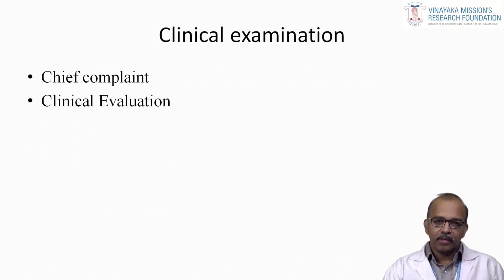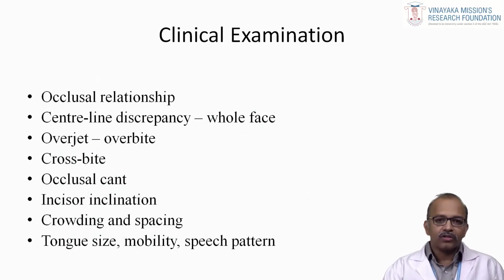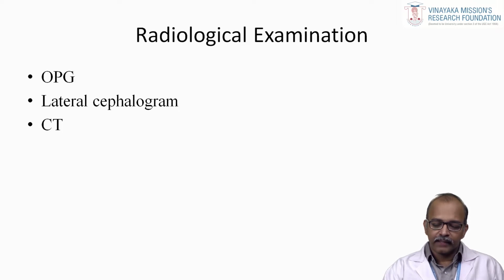Start with examination. First is a clinical complaint. What is the chief clinical complaint from the patient? We have to document it, and followed by clinical evaluation, vertical as well as horizontally. We have to evaluate which third of the face is excess. Then occlusal relationship, midline discrepancy right from the soft tissues and the hard tissues, overjet, overbite, crossbite, occlusal cant, incisor inclination, crowding and spacing, tongue size, mobility, speech pattern, followed by radiological examination.